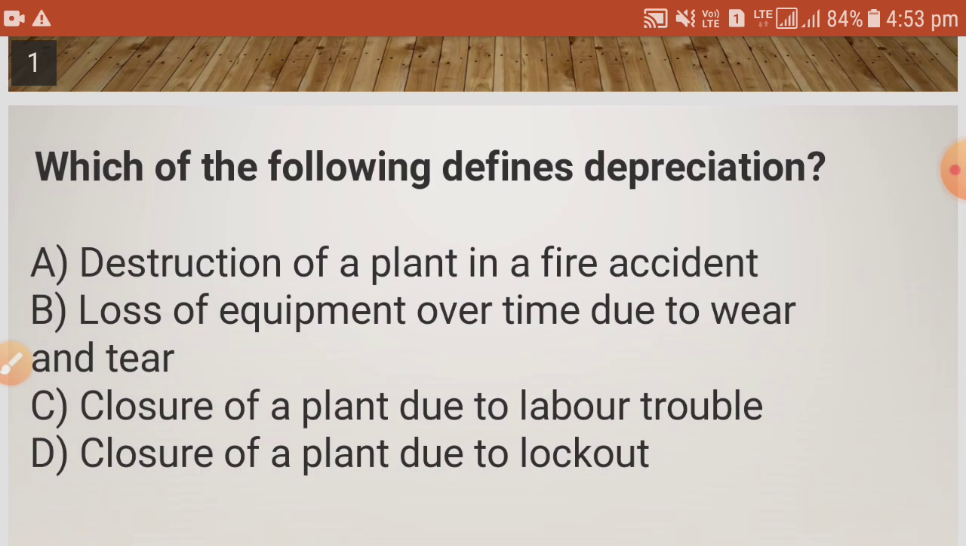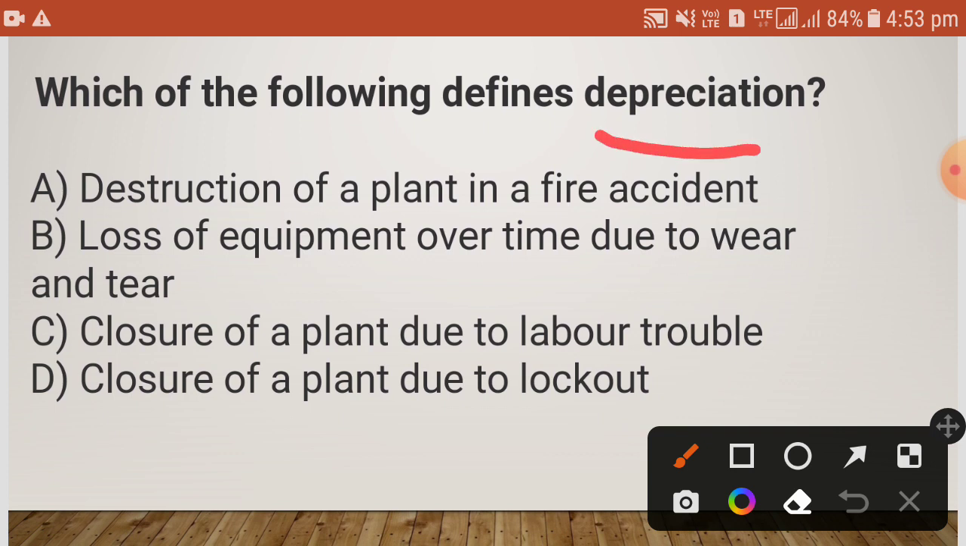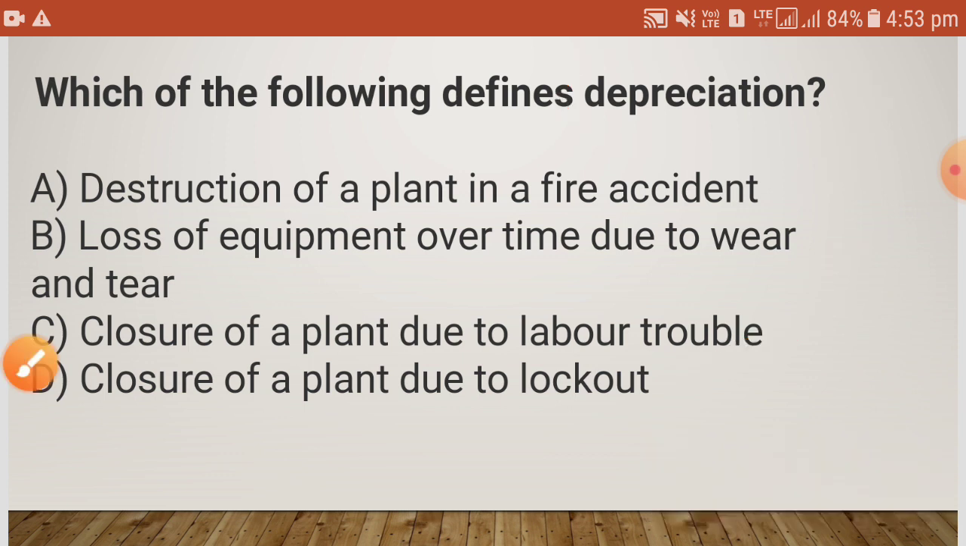So the first question is, which of the following defines depreciation? So if you know the meaning of this word depreciation, then you can easily attend this question. Let us see. So destruction of a plant in a fire accident, loss of equipment over time due to wear and tear, closure of the plant due to labor trouble, closure of the plant due to lockout. See, one thing I'll give you advice. Before I tell the answer, you pause the video and then try to answer it. If it is correct or wrong, it doesn't matter. Just try to answer it and then you can see whether it is correct or not after playing the video.